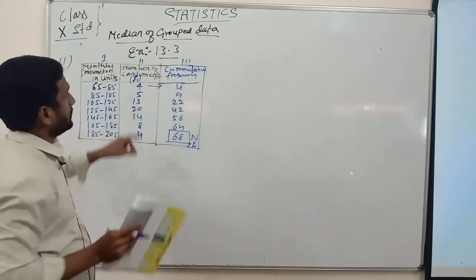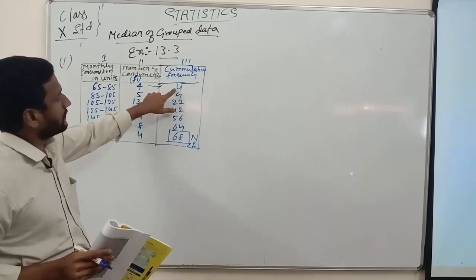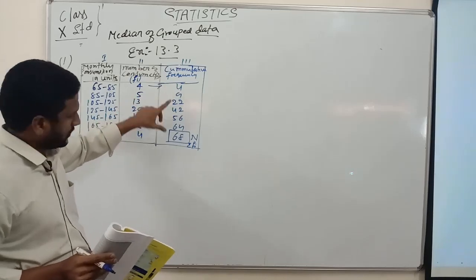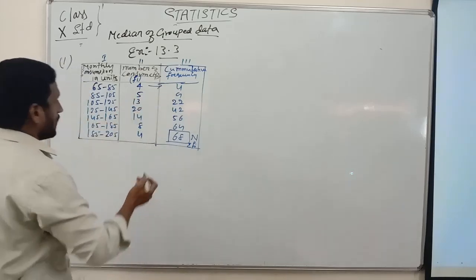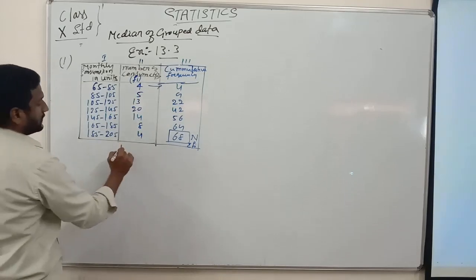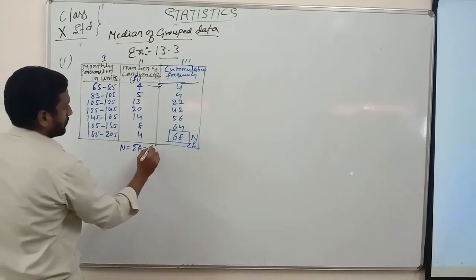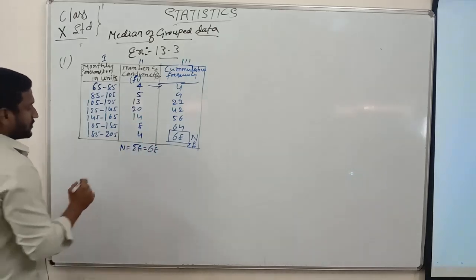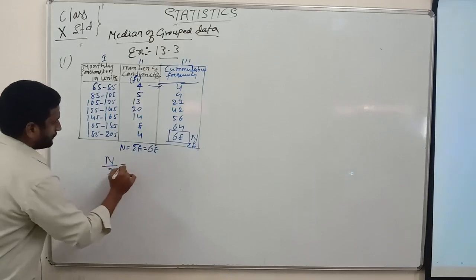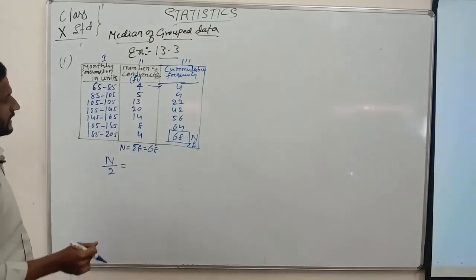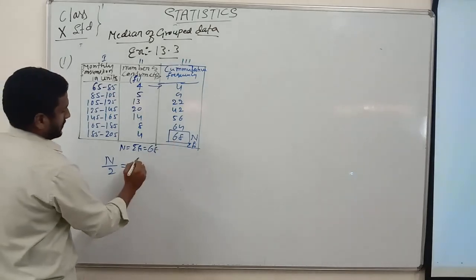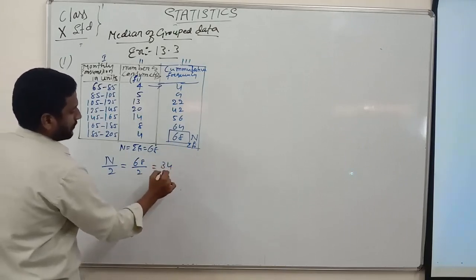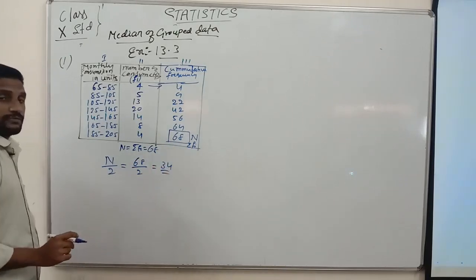Cumulative frequency: the first frequency as it is, then 4 plus 5 add and write, again 9 plus 13 add and write, like that you will get it. The last number is represented by N or sigma fi, which is 68; if you add, you definitely get 68. Next you do N by 2, that is 68 by 2. What is 68 by 2? That is 34. So the N by 2 value is 34.